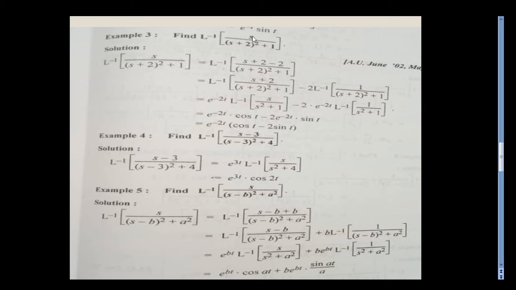Next, L inverse of s by s plus 2 whole square plus 1. Here we don't have a direct formula, but in the place of s we have s plus 2. So we have to make the numerator s plus 2. On adding and subtracting 2 in the numerator, we get s plus 2 by s plus 2 whole square plus 1, and this minus 2 I am taking into a separate term: minus 2 into L inverse of 1 by s plus 2 whole square plus 1. The 2 can be taken outside.